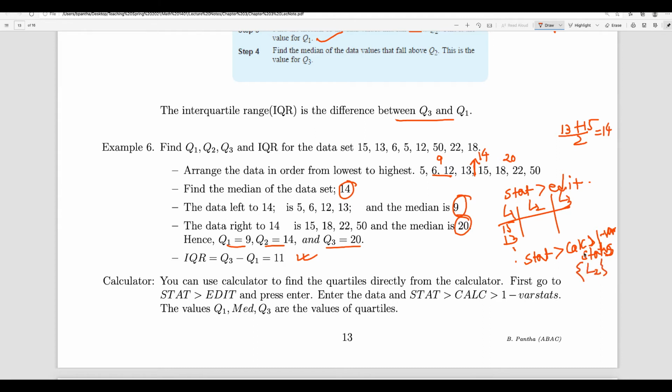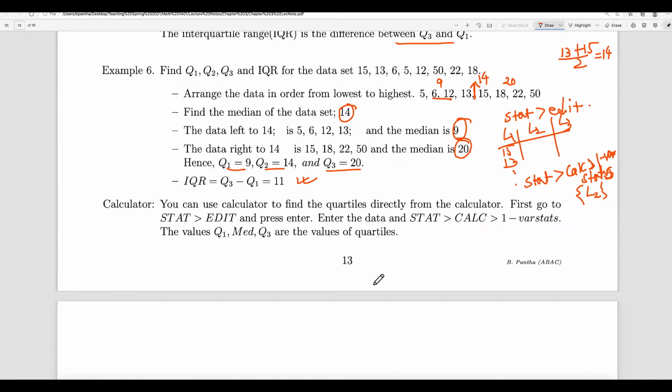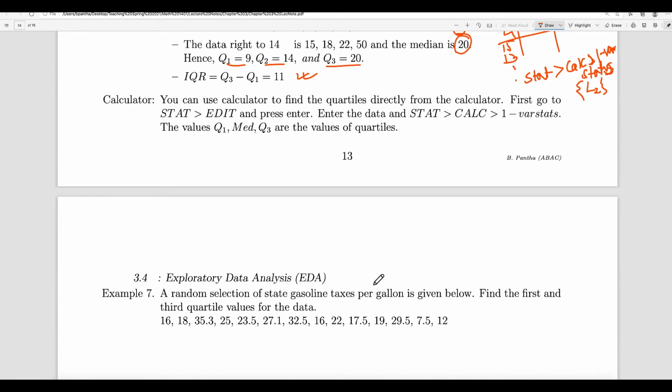How do you get L2? Alpha 2 will give you L2 there. So this is what is given. If you hit enter and scroll down, you will see the Q1, Q2, Q3, minimum and maximum values.